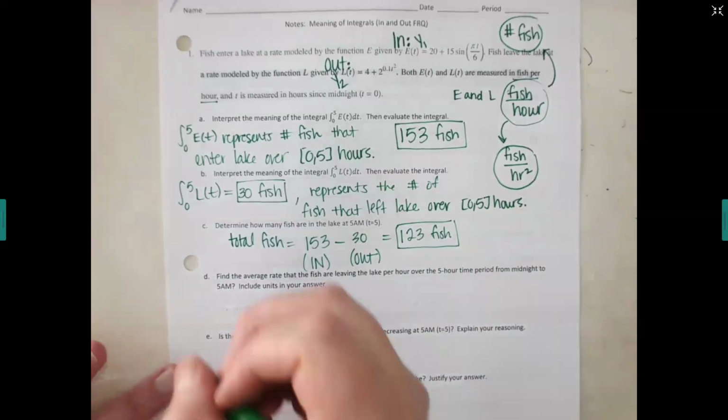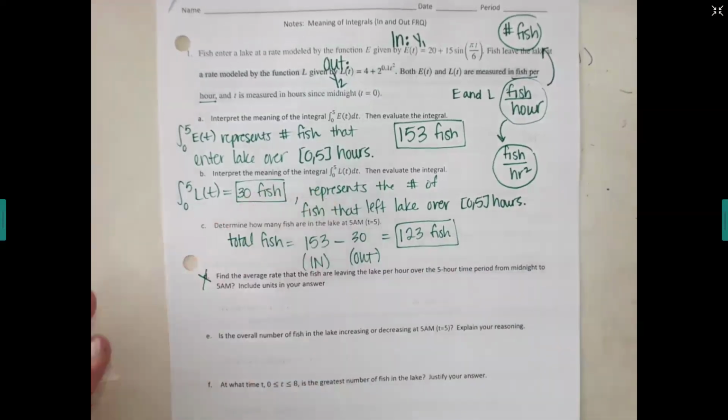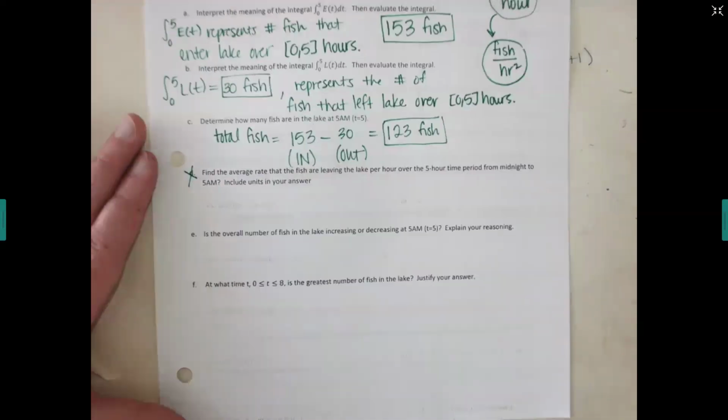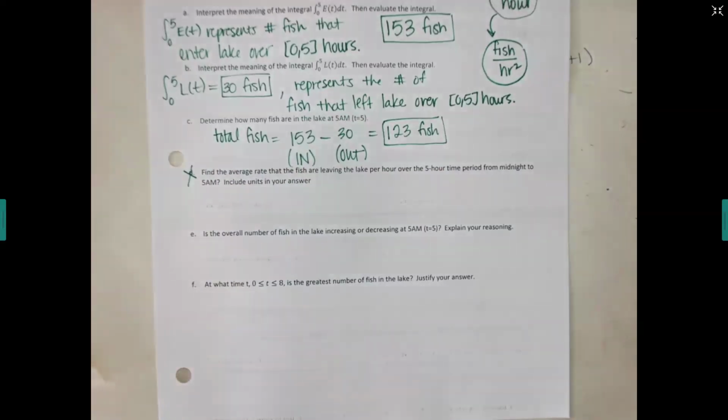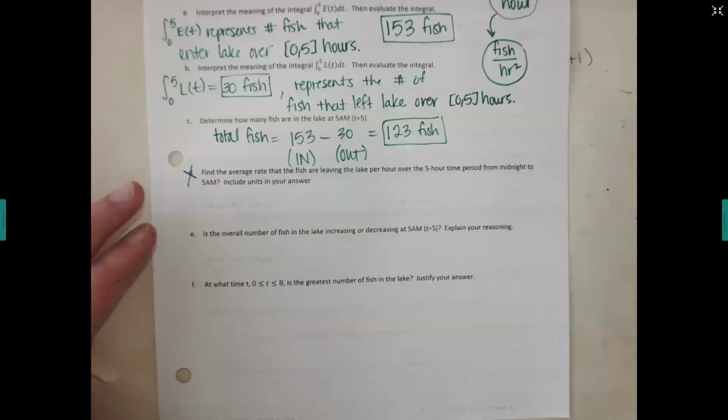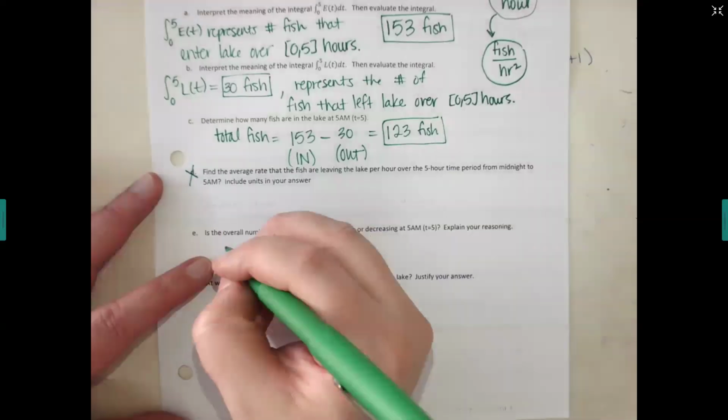Okay, you cannot do the next part. We haven't covered that yet. Go down to part E. It says, is the overall number of fish in the lake increasing or decreasing at 5 a.m.? So you can't just look at velocity and say, oh, it's positive or negative. In this case, the in and the out equations are separate. So what you're going to do is find out how fast the fish are coming in. That would be E of 5.